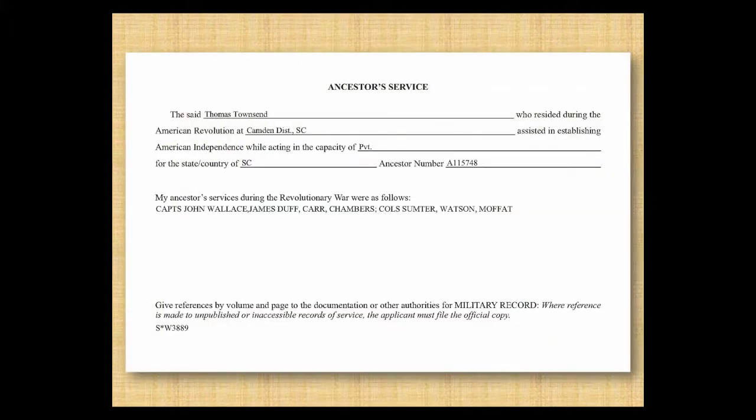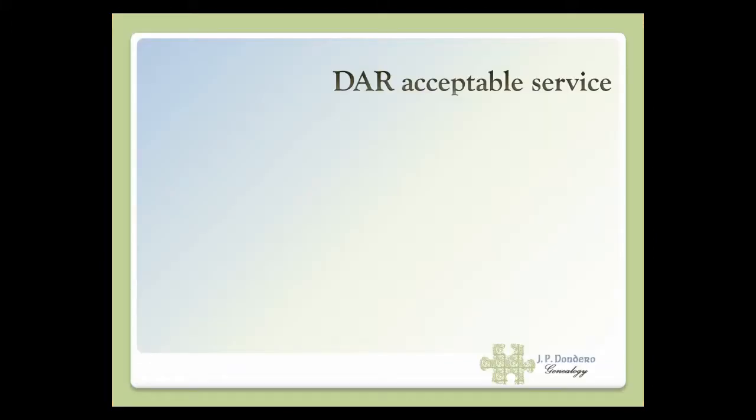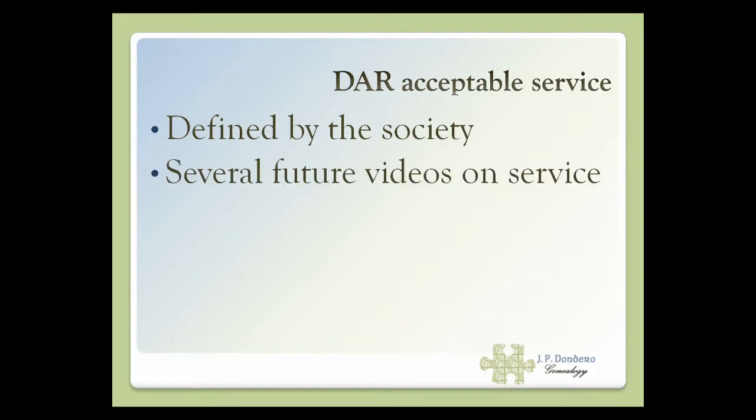On this newest form, the service information has been moved to the top of page 4. This highlights how important this non-lineage information is. Service can be complicated as it isn't really genealogy or even history. It is defined by the DAR. Because this isn't necessarily straightforward, we'll spend several videos looking at the specifics related to DAR acceptable service. As an overview, we'll simply look at what is requested on the application.